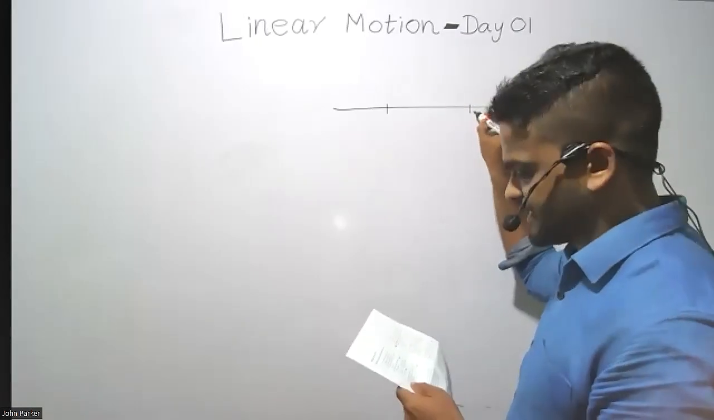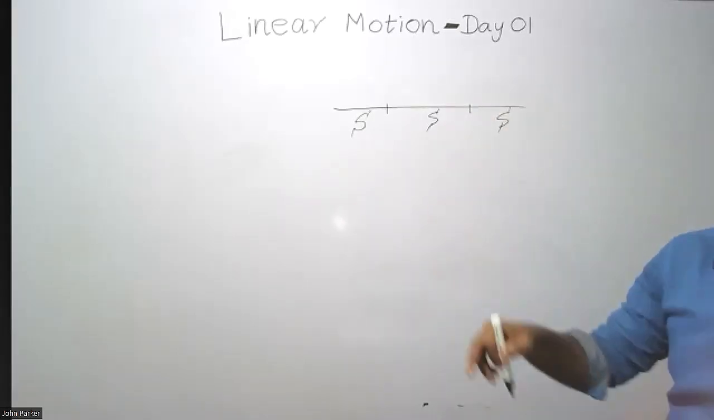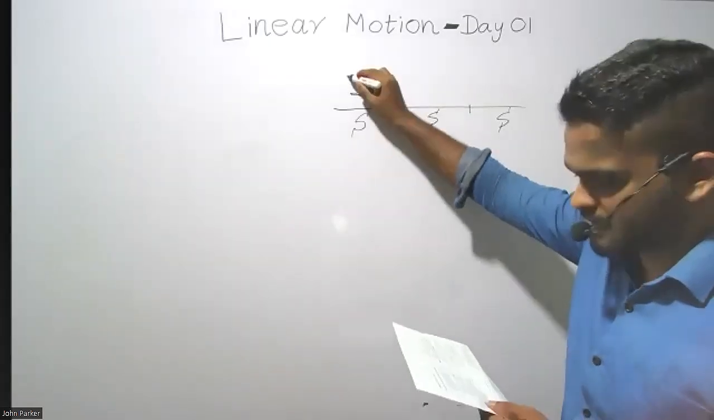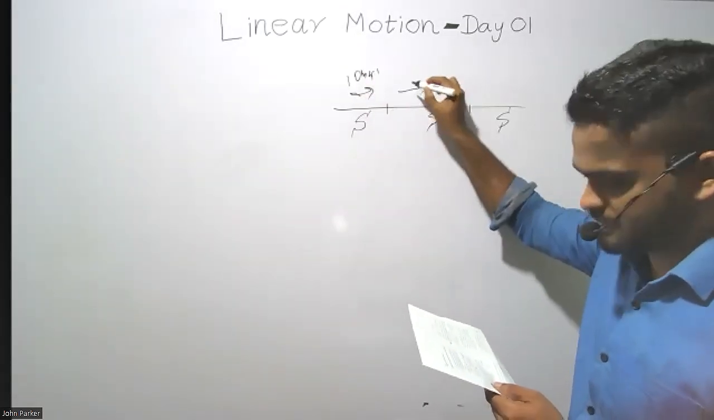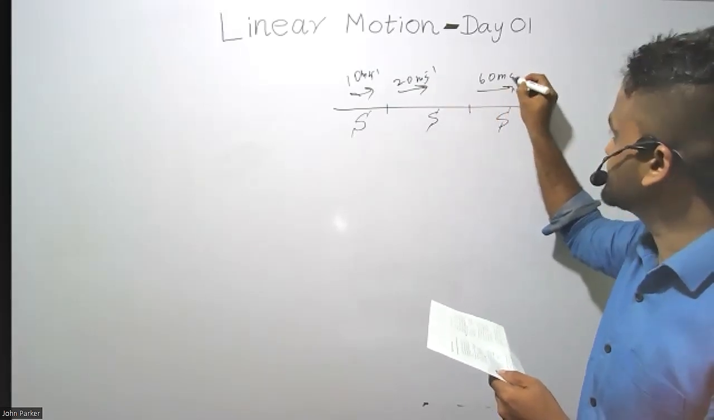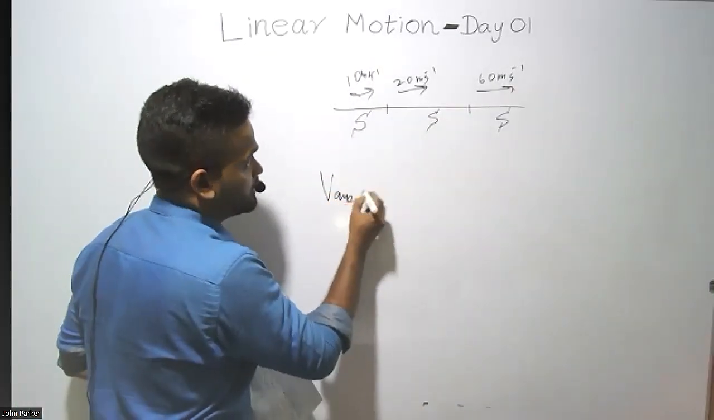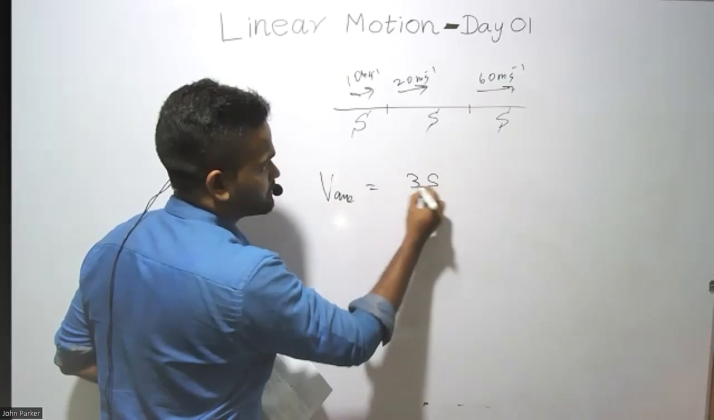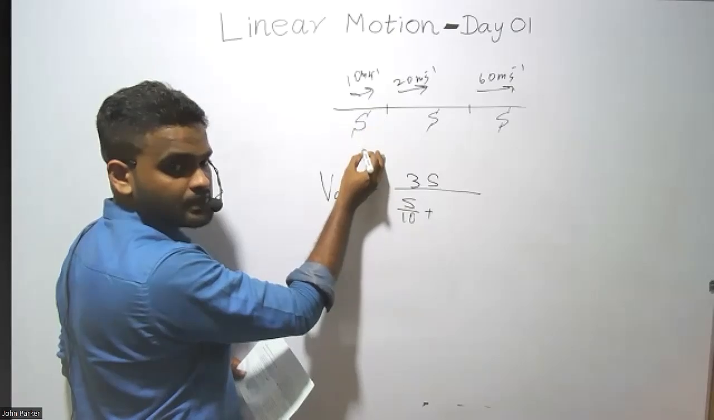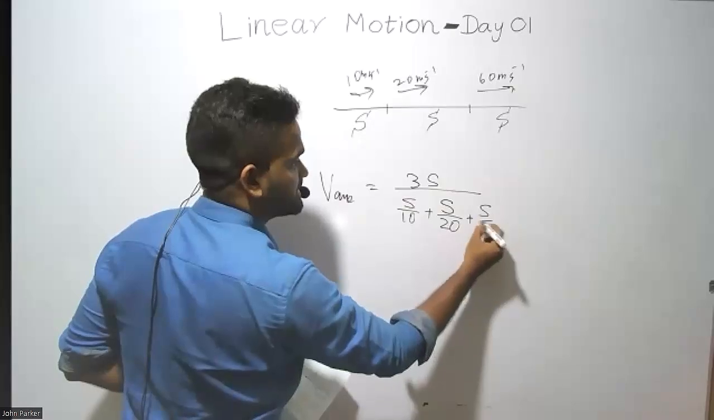Okay. The second question, it is 1/3. So these distances are the same, 1/3. The first part is 10 meters per second, the second part 20 meters per second, the third part 60 meters per second. So the average velocity should be what? Total displacement is 3s, divided by s divided by 10. This time is displacement divided by velocity. Another part s divided by 20, another part s divided by 60.